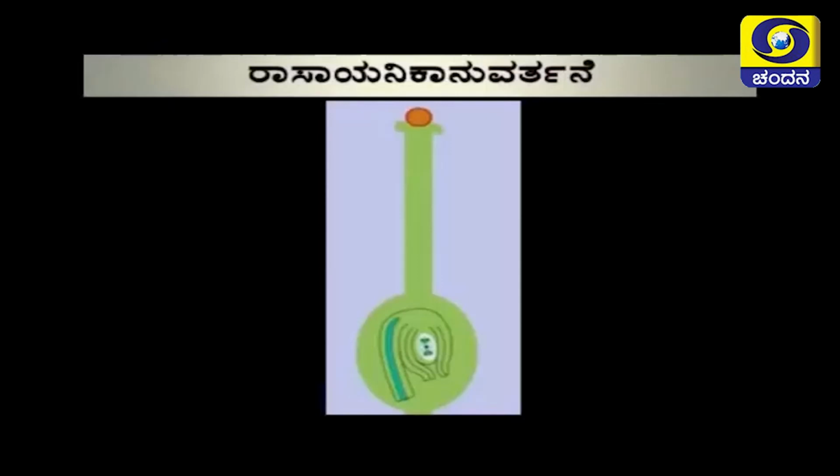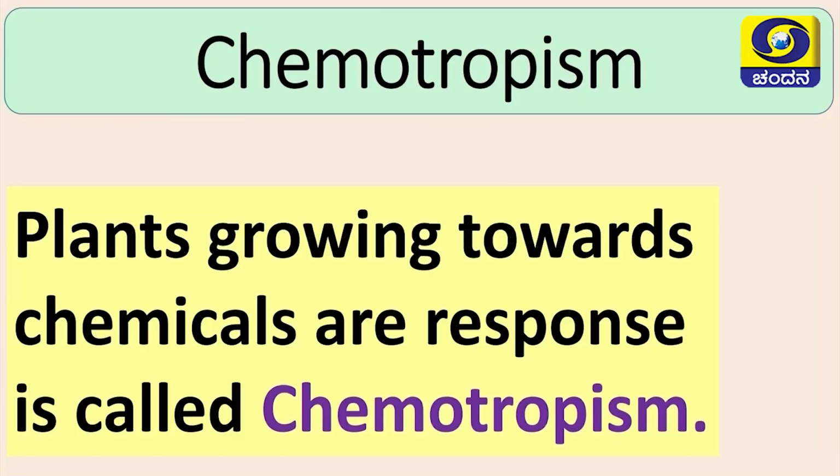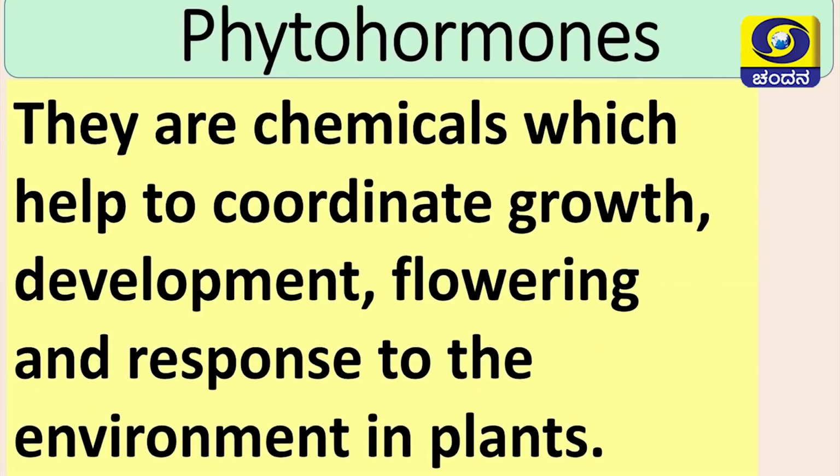The pollen tube is moving towards the ovary, towards the ovule. This is because of chemotropism. Plants growing towards chemicals as a response is called chemotropism.